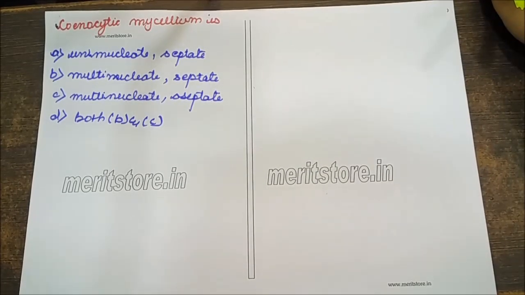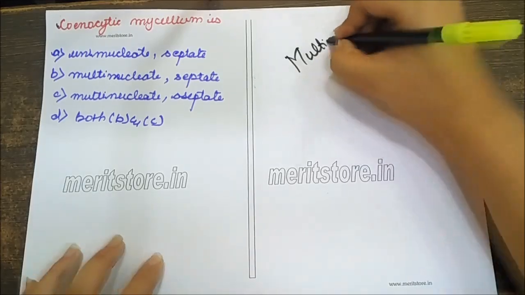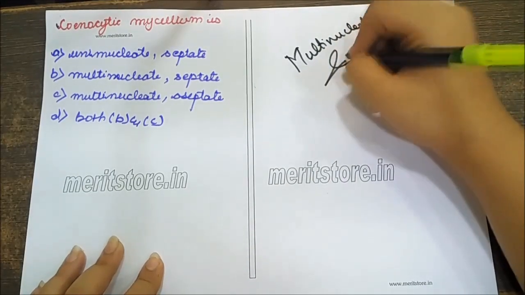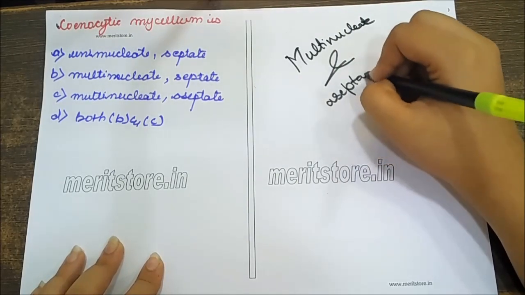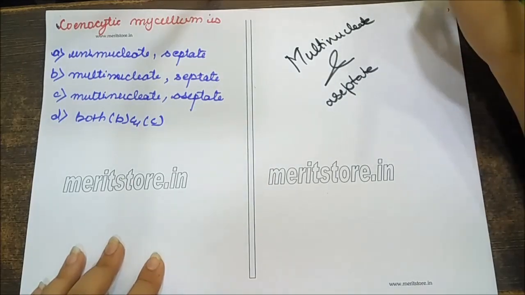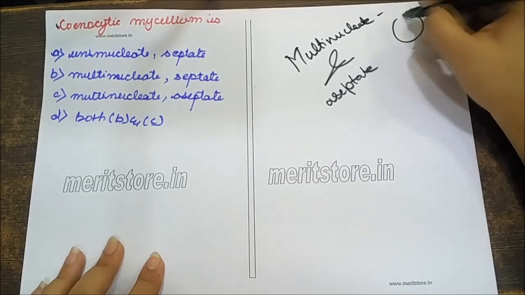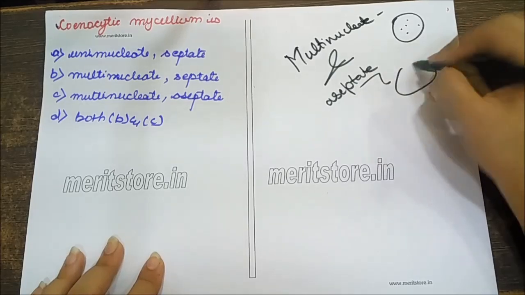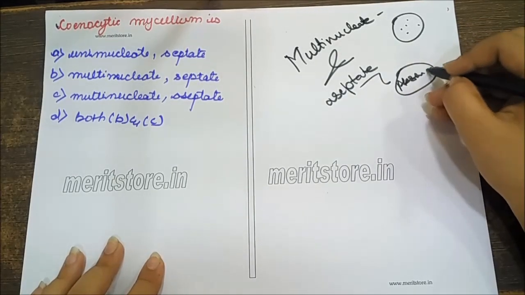Cenocytic mycelium is uninucleate septate, multinucleate septate, multinucleate aseptate, or both B and C. And the answer for this is multinucleate aseptate. So the cenocytic mycelium is multinucleate aseptate. Multinucleate means many nuclei. Aseptate is what? Absence. So, absence of septa.